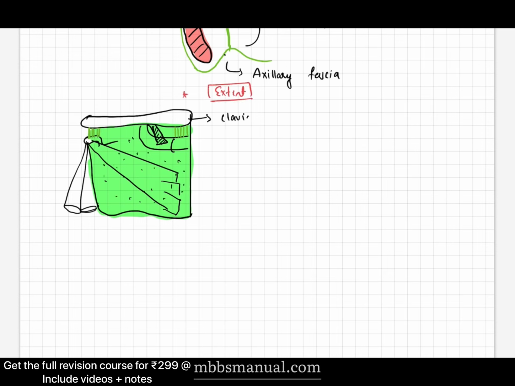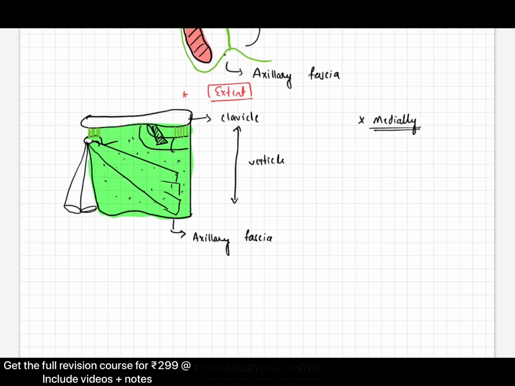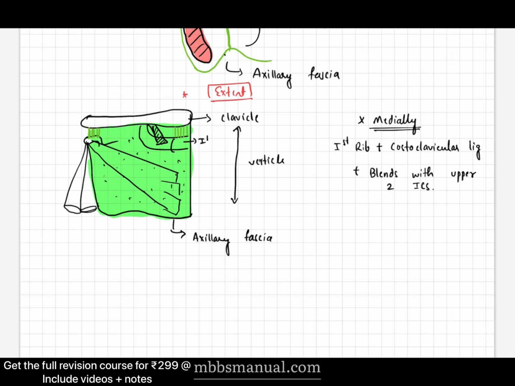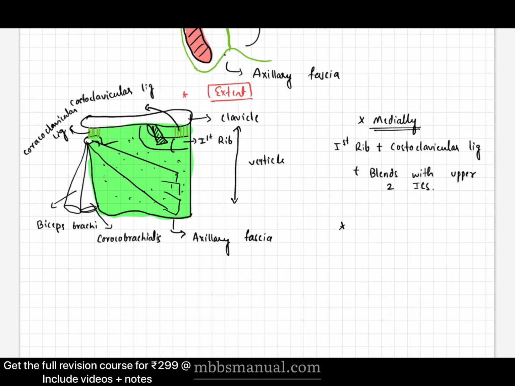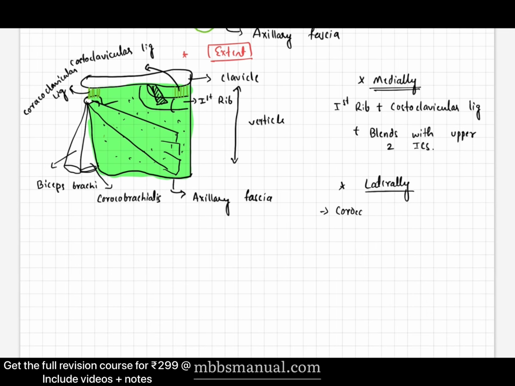So let's discuss the extent of the clavipectoral fascia. The clavipectoral fascia extends vertically from the clavicle above to the axillary fascia below. Medially, it starts from the first rib, costoclavicular ligament, and it blends with the upper two intercostal spaces. Laterally, the coracoid process, coracoclavicular ligament, and tendons of the biceps brachii and coracobrachialis.